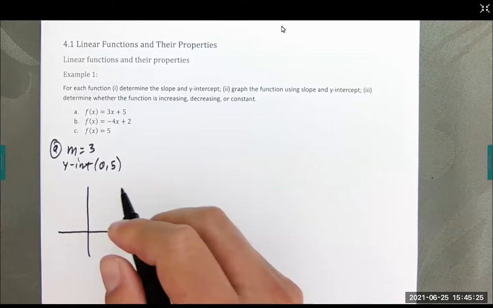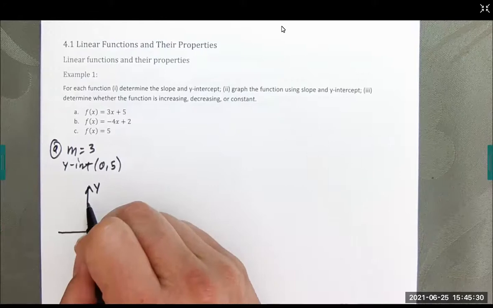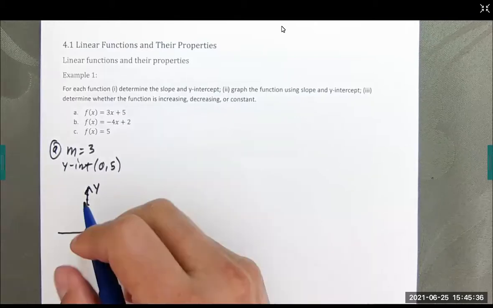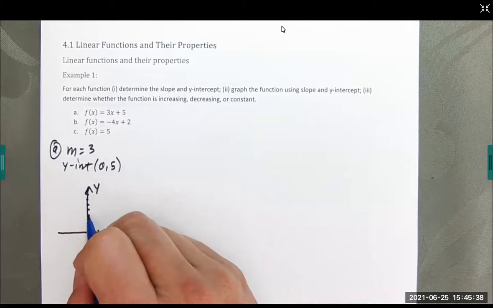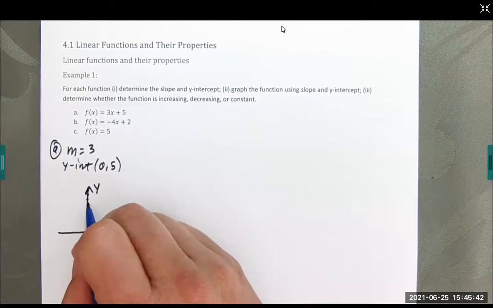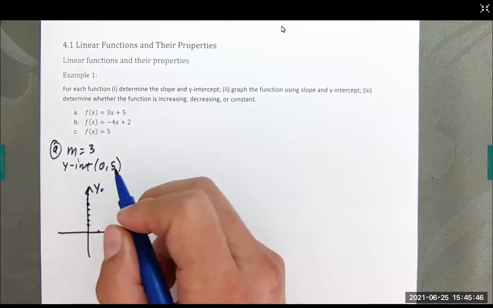So 1, 2, 3, 4, 5. We are going to start at the y-intercept, which is at 5. Then from there, we're going to go up 3 and over 1. So we end up with a nice straight line.